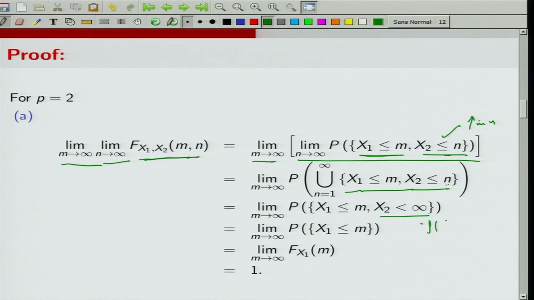But probability x2 less than infinity is 1. So, this probability is the same as probability x1 less than or equal to m, which is the same as limit m going to infinity f x1 at m, and that we know is the same as 1.